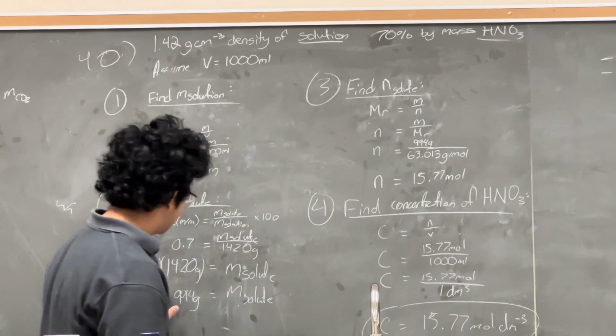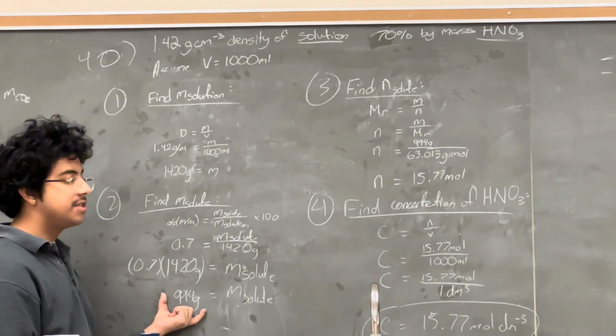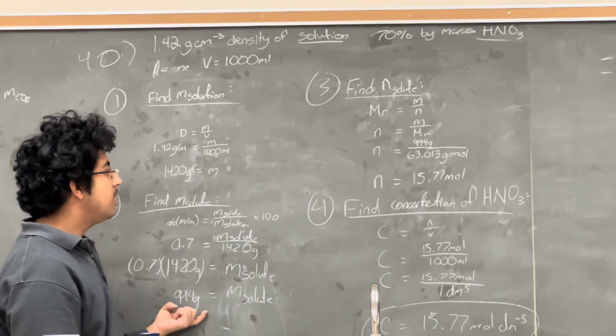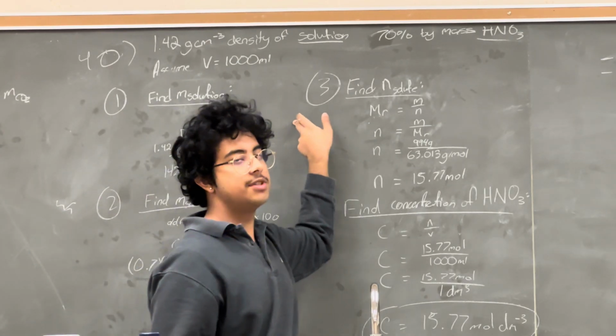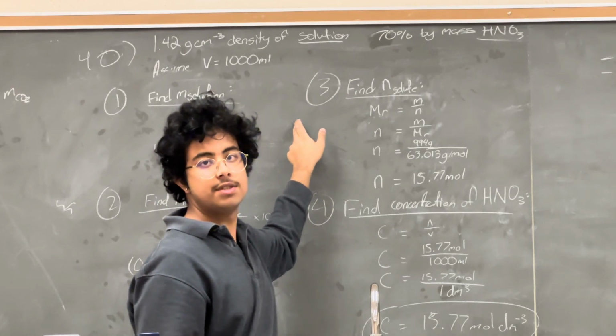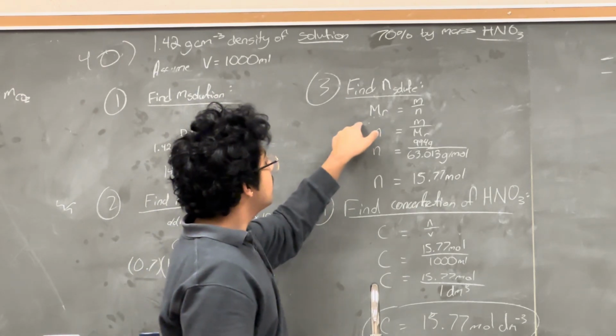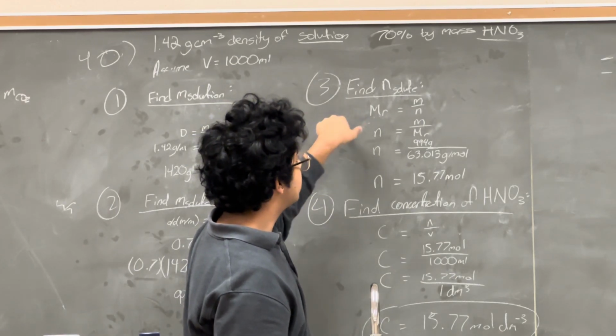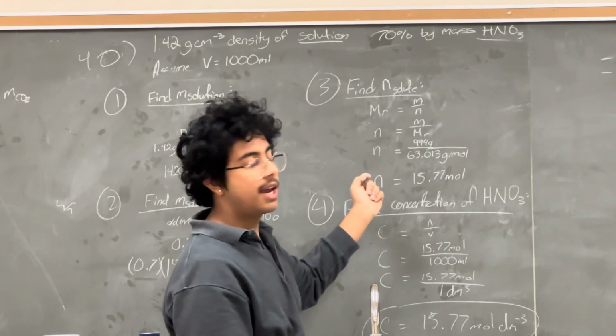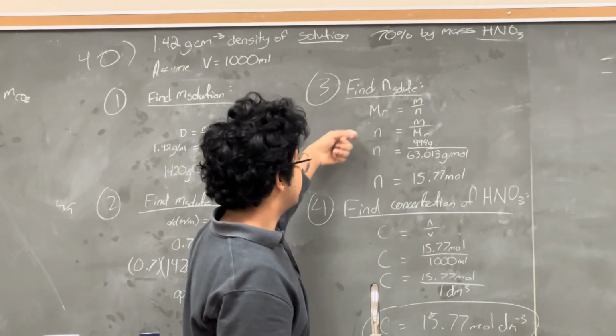So now, if this is how much the solute weighs, how many moles of it are there? That's going to be the third step, because if we're solving for concentration, we need to know the moles of the solute, not just the weight. So we know that molar mass is mass over moles, or MR equals M over N. If you're solving for N, that's going to be N equals M over MR.